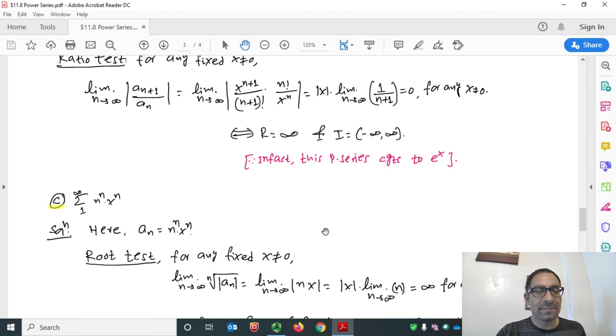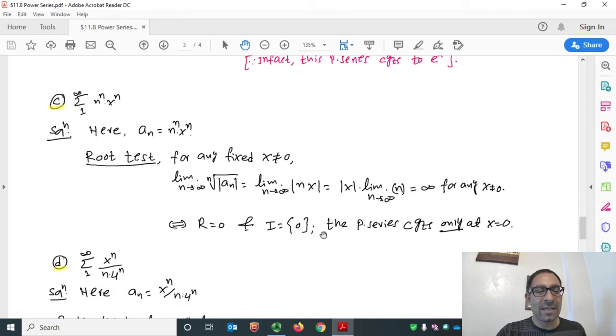Let's move on. Question part C. The given power series is summation of n^n times x^n, where n runs from 1 to infinity. Just routine computations. Let's begin the solution. Use the root test here.